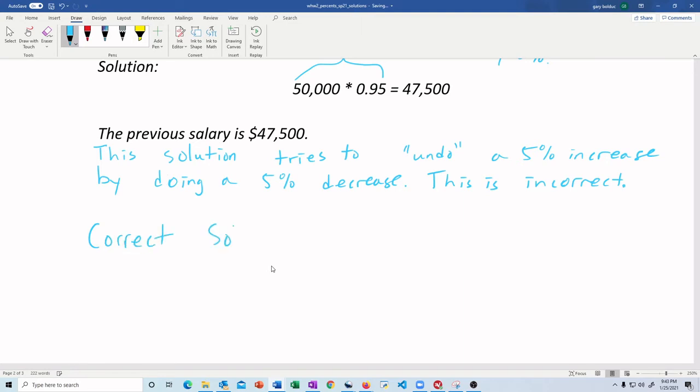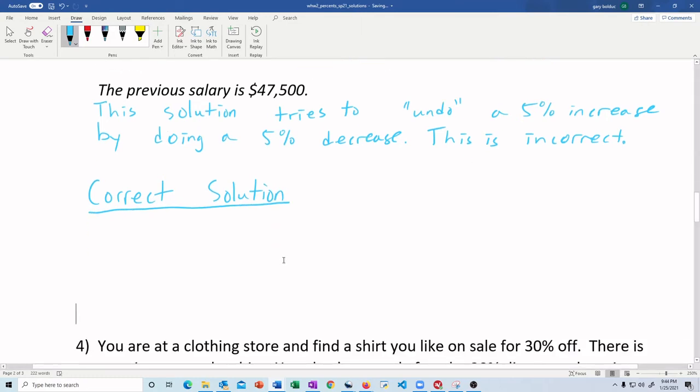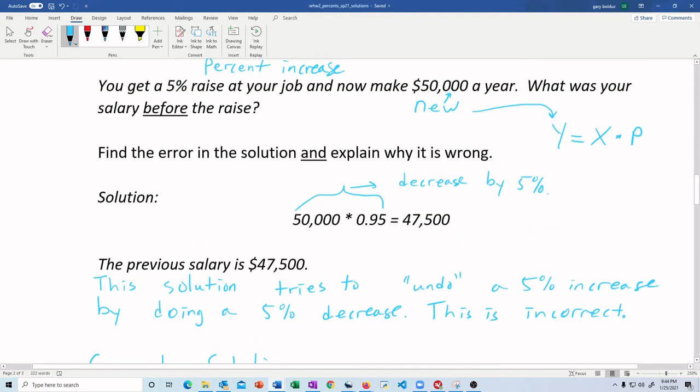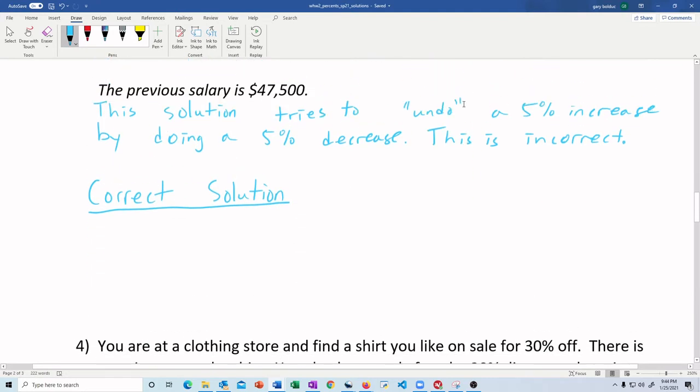Correct solution. Okay, so here we go. Correct solution. So let's think about the setup again. My new number's 50,000. My old number, I don't know. I did a 5% increase. So let's put in what we know. My new number is 50,000.